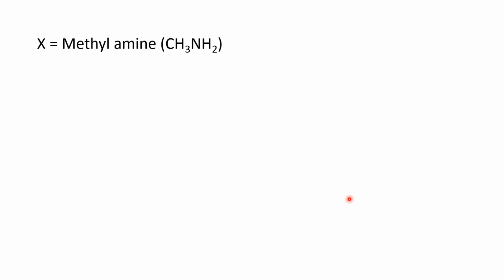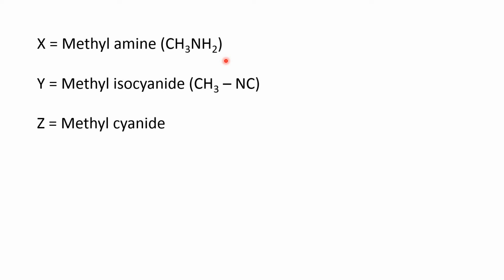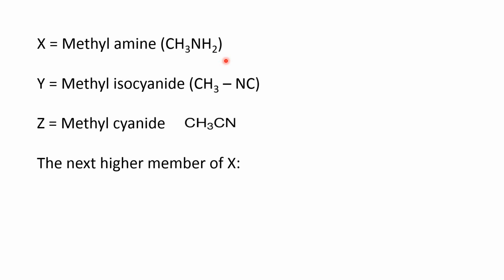So, now coming to the last part. We have identified all these compounds. X is our methylamine, CH3NH2. And Y is our methyl isocyanide, that is CH3NC. Z is our methyl cyanide, that is the isomer of isocyanide. And the next higher member of X, our X being methylamine, is ethylamine, which we have identified. So we have come to the end of this video. Thank you.